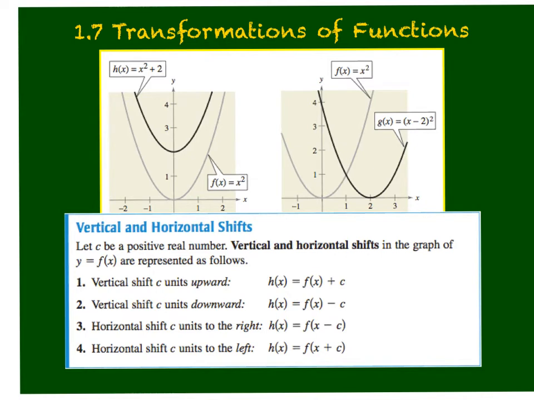Now, a horizontal shift, when we go left and right, is when it happens to be inside the function. However, it's kind of opposite of what you may think. When you subtract from the inside, it actually moves to the right, and when you add to the inside, it actually moves to the left. And here's why. When you set x minus c equal to 0, you end up getting x is equal to a positive c, and so that means it does go right, a positive c units.